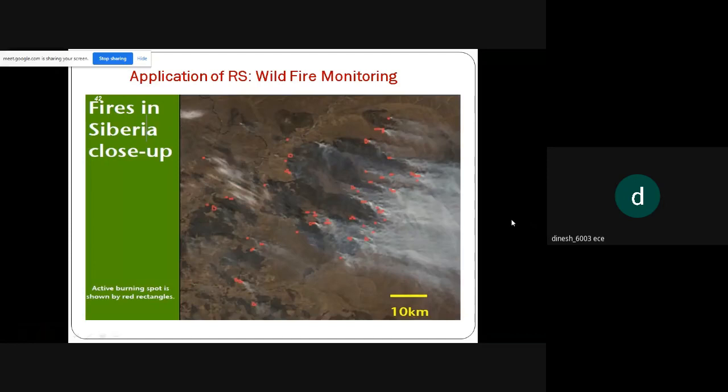Next application of remote sensing is that it is used in wildfire monitoring. You can see that fires that occurred in Siberia, a close shot of that at a distance of 10 kilometers. Active burning spot is shown in red rectangles. Inside these are active burning in Siberian forest.